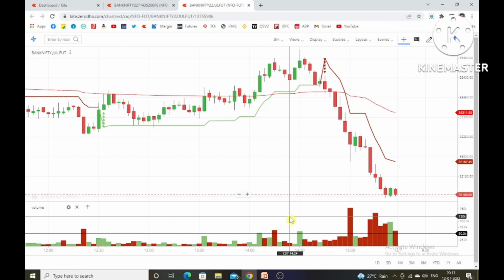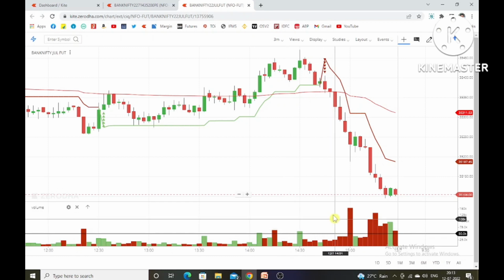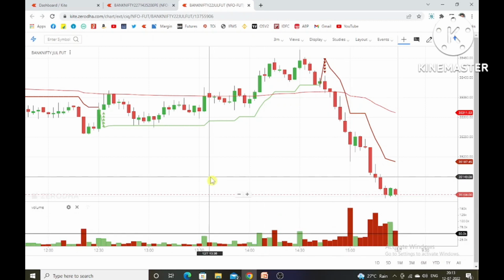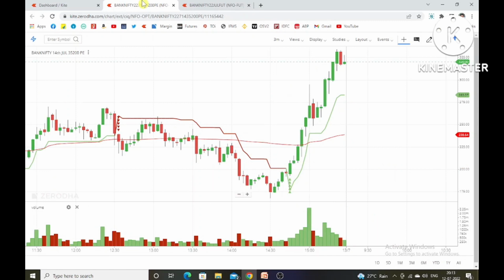So for put option entry, the condition is price should be below super trend and super trend should be below VWAP. Number one condition. Number two condition, retracement should happen with less than 50k volume. And number three condition, we will also watch the option strike price chart. In the option strike price chart, price should be above super trend and super trend should be below VWAP.